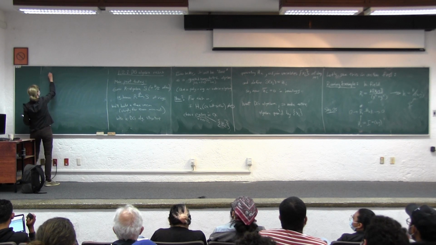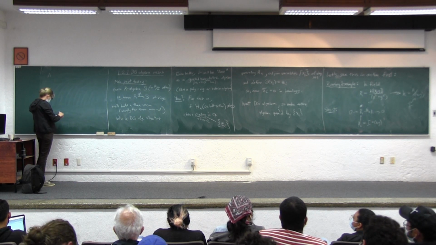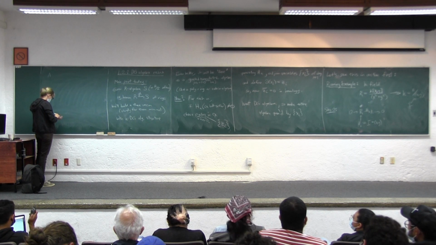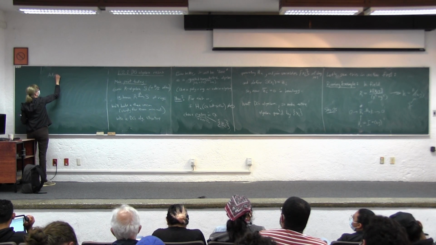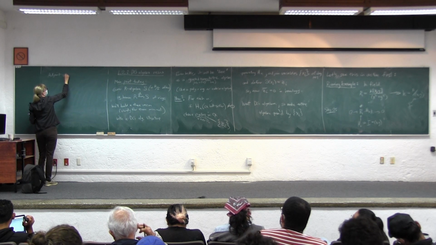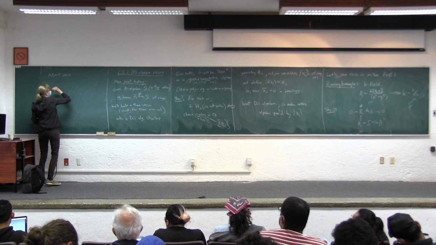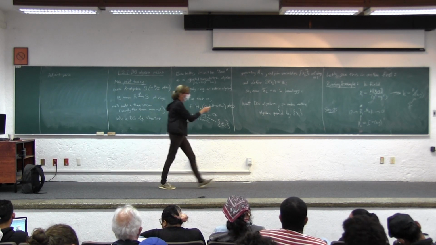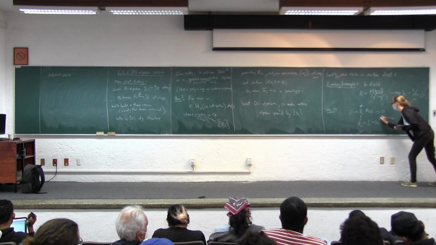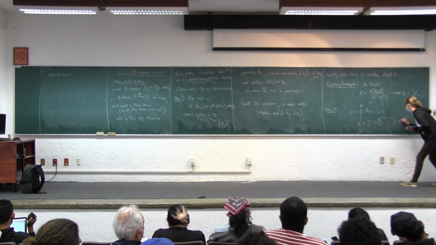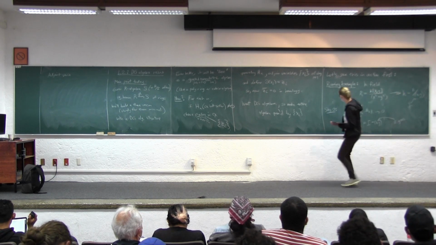So let's adjoin some variables. Those are the 2 generators, right? X and Y. 2 generators, and that's degree 0.